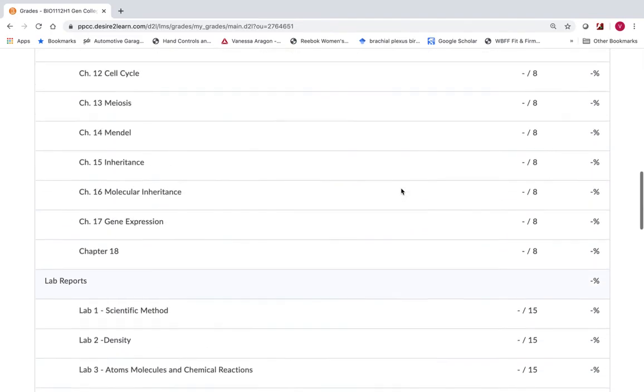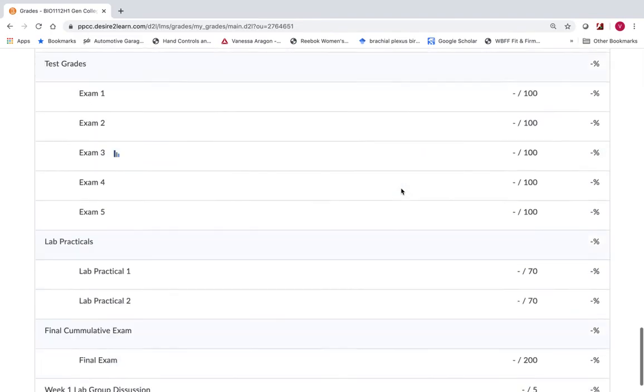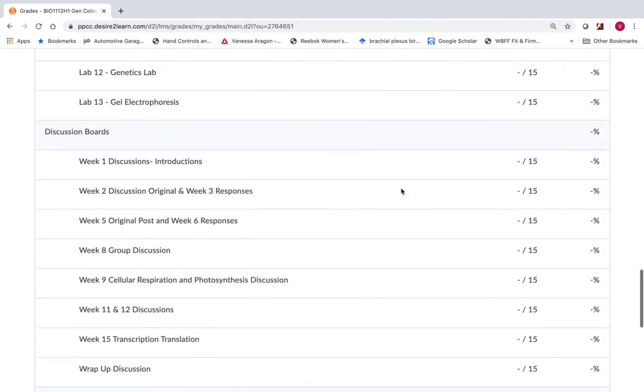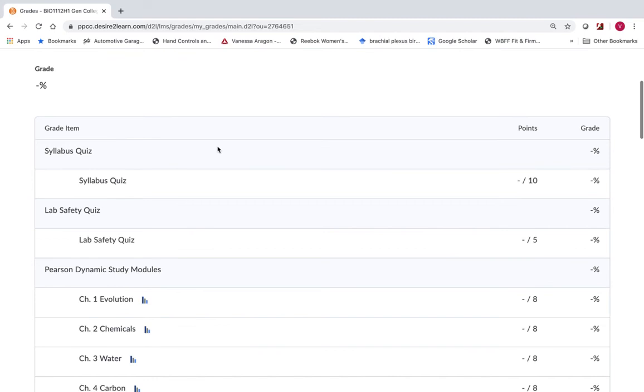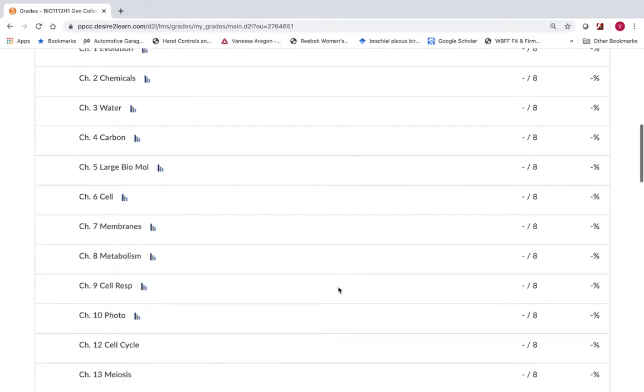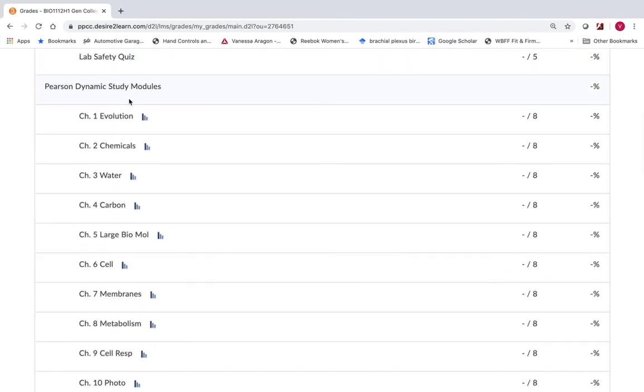But right away, when you look in here, where's my quizzes? Sorry if this gets you dizzy. There you go, right at the front. Syllabus quiz. If you've taken it, you should see a grade here, and it'll tell you the percent. Same thing with the lab quiz. Now, when you go to do your dynamic study modules, you're going to take them, but you're not going to see a grade show up here yet.